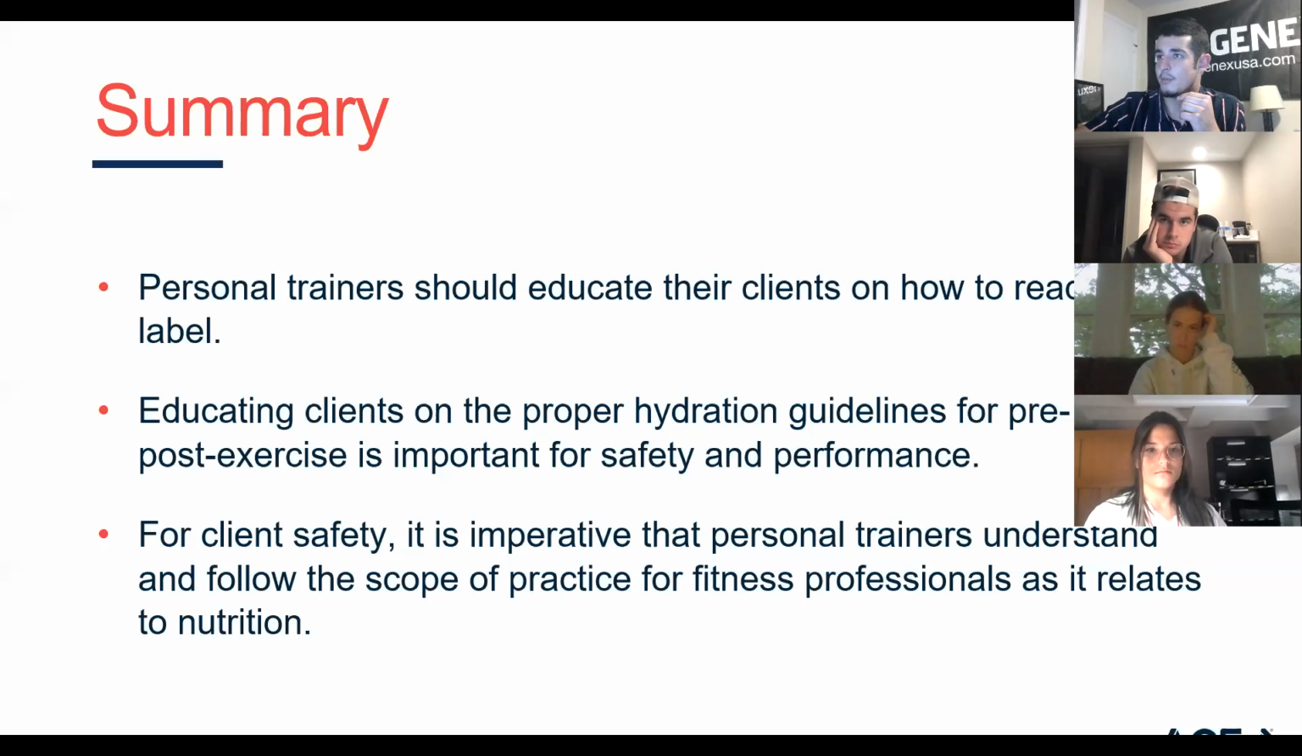And here's our summary. Personal trainers should educate their clients on how to read a food label. Obviously, we want to know what it is that we're putting in our body. Hydration, right? All of these things we can give very, very simple recommendations for, and not be steering people wrong. And always remember that scope of practice. That's why we talked about it in the first week, is because people are going to come up to you with questions that you're maybe not really allowed to give very, very specific answers on.